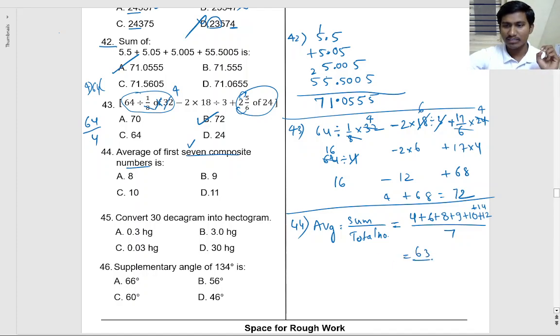So 63 divided by 7, 7 9s are 63. So the average will be 9. So option B here, right? So that is how we do it. So just draw a line.